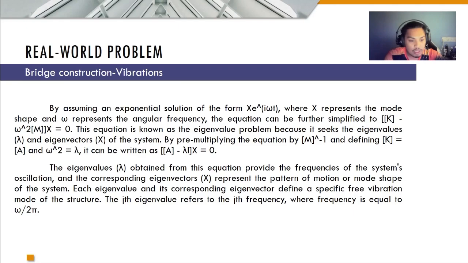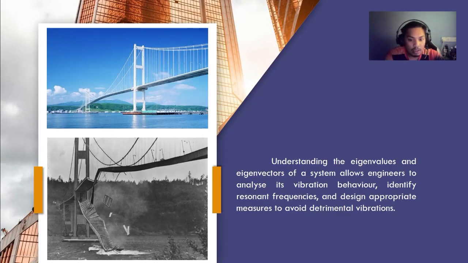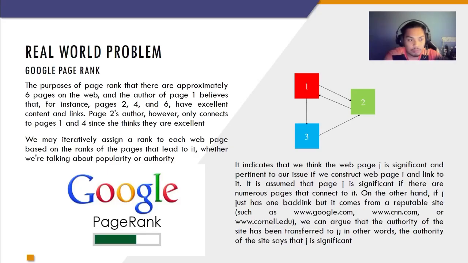Each eigenvalue and its corresponding eigenvector define a specific free vibration mode of the structure. The jth eigenvalue refers to the jth frequency, where the frequency is equal to omega over 2 pi. Understanding the eigenvalues and eigenvectors of a system allows engineers to analyze its vibration behavior, identify resonant frequencies, and design appropriate measures to avoid detrimental vibration.